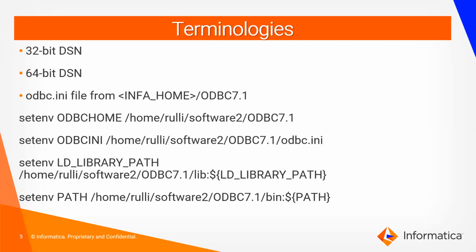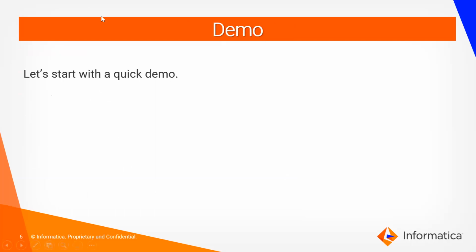So before running the session, we need to configure all these 4 environment variables. One is ODBCHOME, ODBCINI, and LD_LIBRARY_PATH, and the PATH environment variable. Before starting the Informatica services, that means infaservice.sh startup, before running the command, we need to define all these environment variables, and then we need to start our PowerCenter server. Then all these environment variables will be picked up by Informatica server, so that it will be helpful for us to run the session with the ODBC connection. So now I will show you everything with a practical demo.